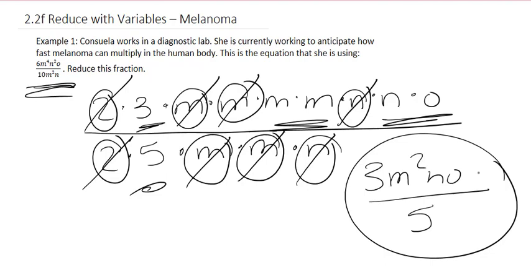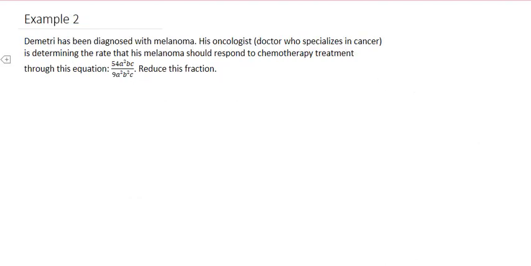So let's look through another example. Example 2. Dimitri has been diagnosed with melanoma. His oncologist, a doctor who specializes in cancer, is determining the rate that his melanoma should respond to chemotherapy treatment. Through this equation, reduce this fraction. So let's write out 54, which is kind of a bigger number.